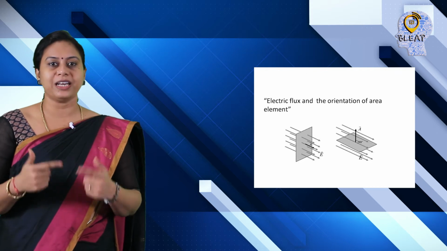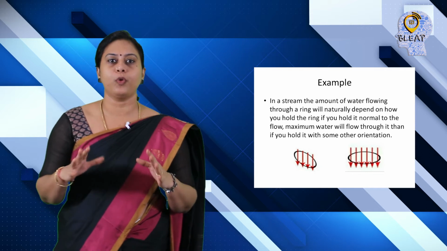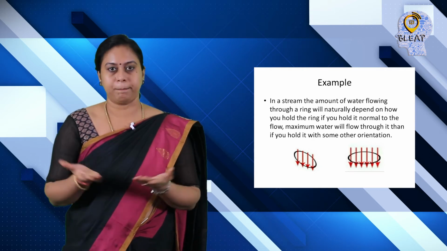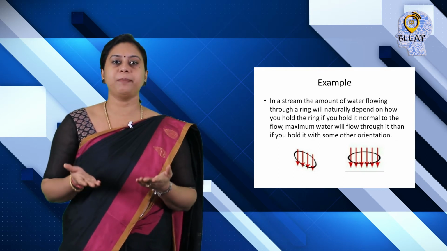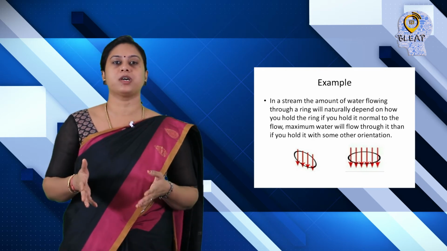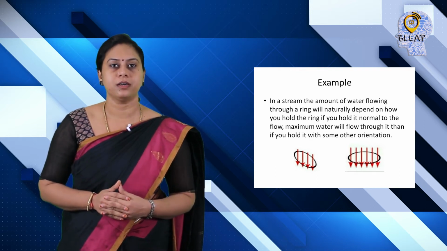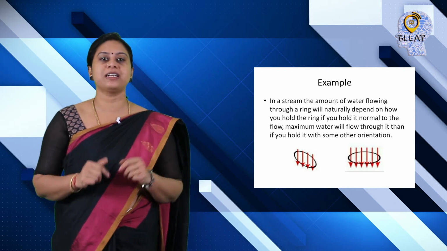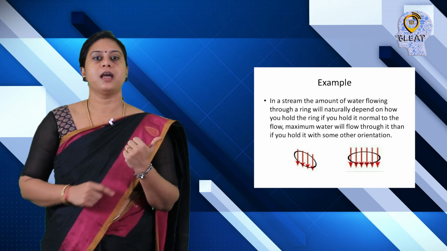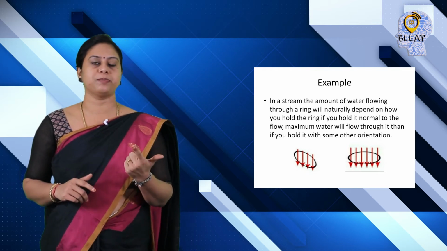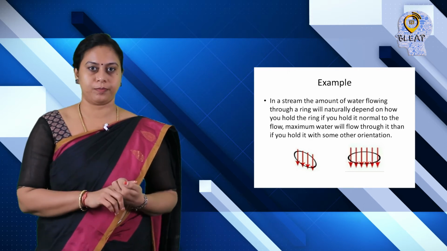You may understand more clearly with another example, right? In a stream, the amount of water flowing through a ring. Naturally, how you hold the ring? So for example, if you hold the ring normal to the flow of water, you may get the maximum amount of water flow through that. Is it right? Yes. By the above explanation, you may understand that the density of flow, that is the electric field lines, and it may be depending upon the flux may be proportional to the area and the orientation.